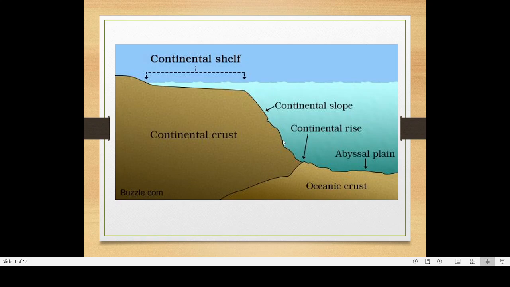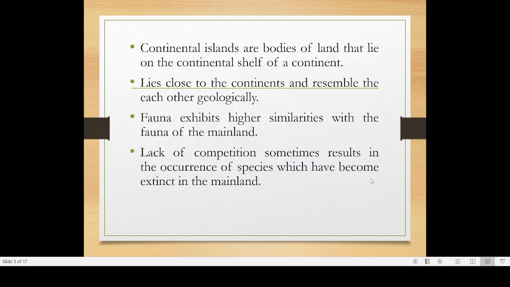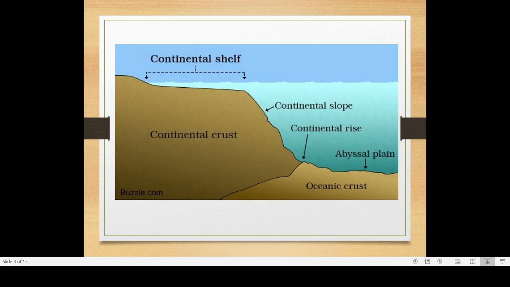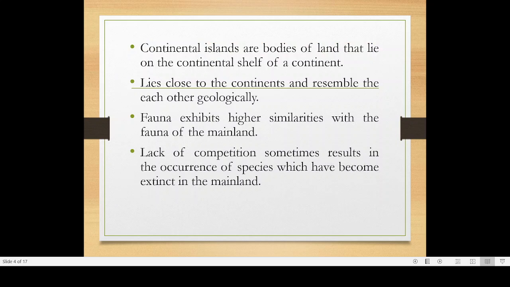There is a sudden increase in depth, and that region is known by the name continental slope. And then we go to the deep sea, which is known by the name abyssal plain. Continental islands are bodies of land that lie on the continental shelf of a continent. That was the point that we were discussing. They exist on the continental shelf, lie close to the continent and resemble each other geologically.